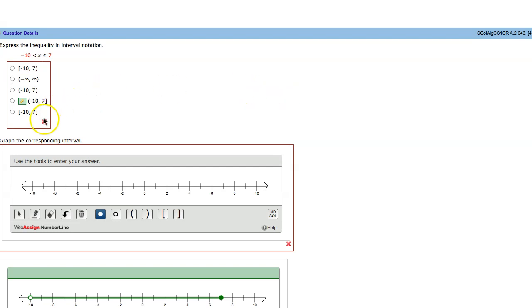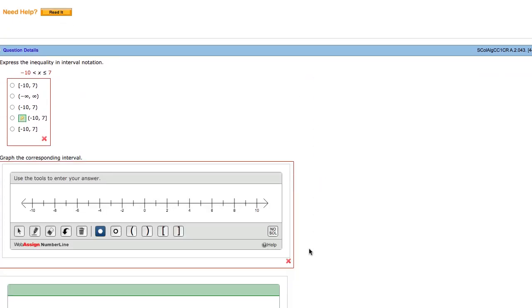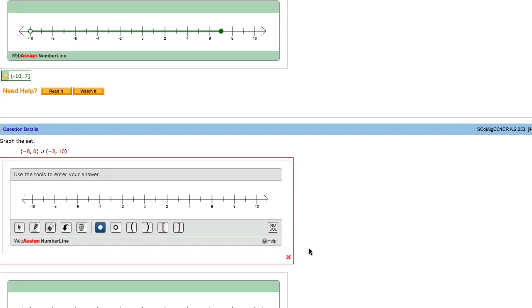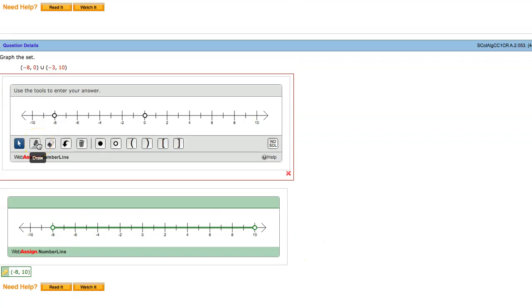Now, sometimes you can leave off the lefty and include the righty, or vice versa, right? You can leave off the lefty, include the righty. You can leave off the righty, include the lefty. You can leave off both. You can include both. You can do all sorts of stuff. Here, if we leave off both, so draw neg 8 to 0, and you shade it, and then you draw neg 3 to 10.